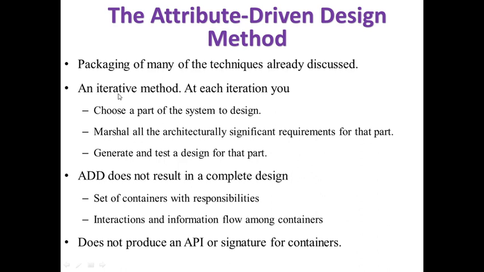So it is an iterative method. Iterative method is nothing but something that is repeated again and again. For each iteration, it has to check all these things. What are the things it has to check? It has to choose a part of the system design and marshal all the architecturally significant requirements for that part, and it has to generate and test for that particular part.